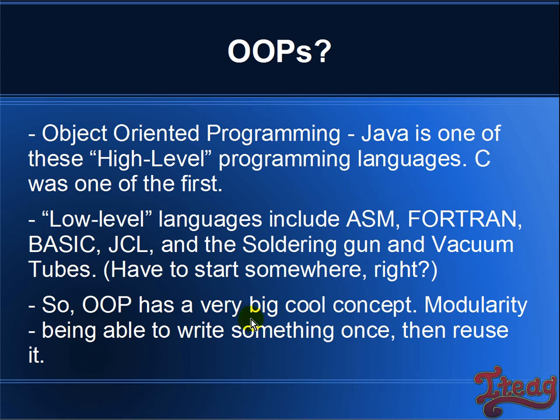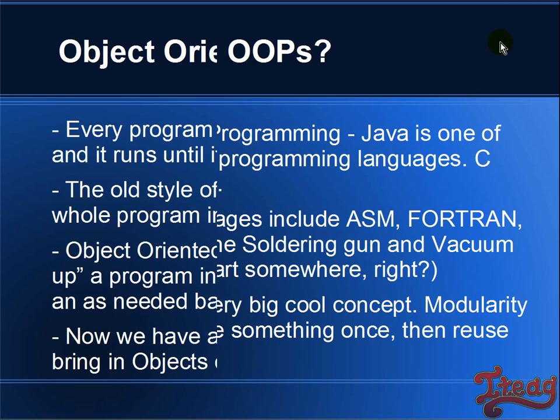It has one very big cool concept, and this concept is modularity, or being able to write something once, then reuse it again and again and again, in different programs. It allows us to box up values and methods to work with those values, write it and then run it anywhere. So write once, run anywhere, that's object-oriented programming right there.